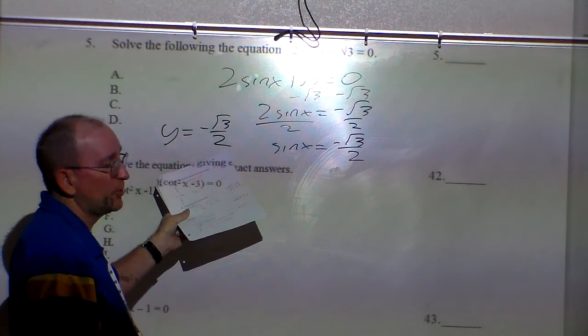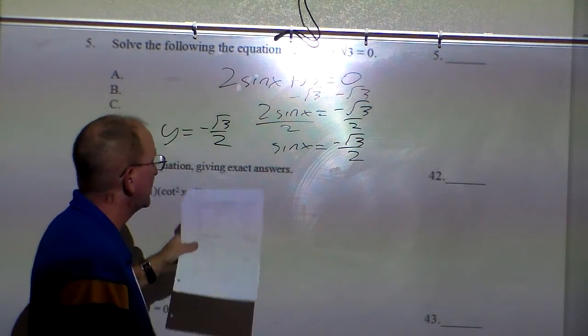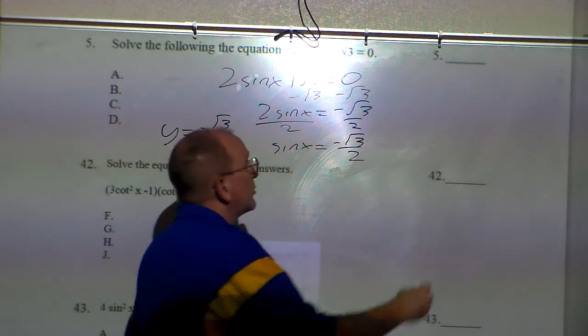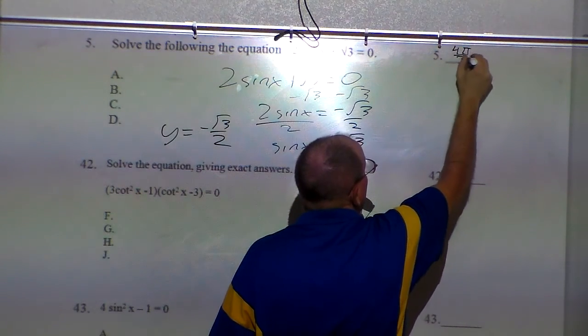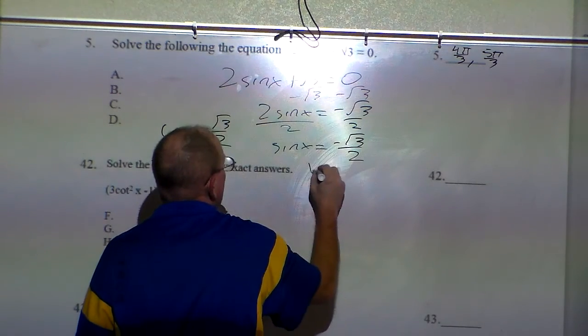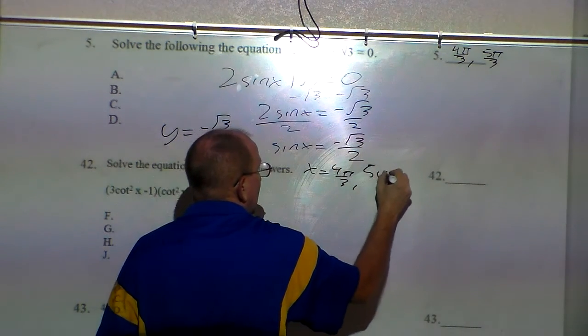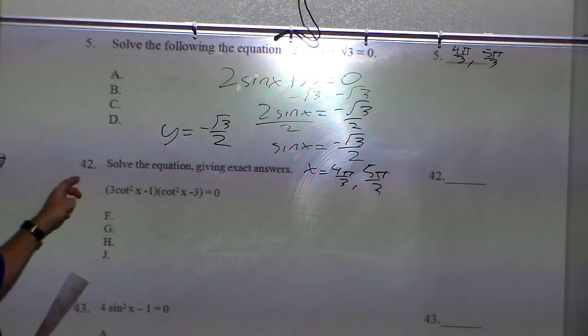Is it pi over 3s or pi over 6s? It should be pi over 3s. So that would mean in quadrant 3 your answer would be what? 4 pi over 3. And in quadrant 4 it would be what? So the x is actually equal to 4 pi over 3 and 5 pi over 3, because that's where y is what? Negative square root of 3 over 2.